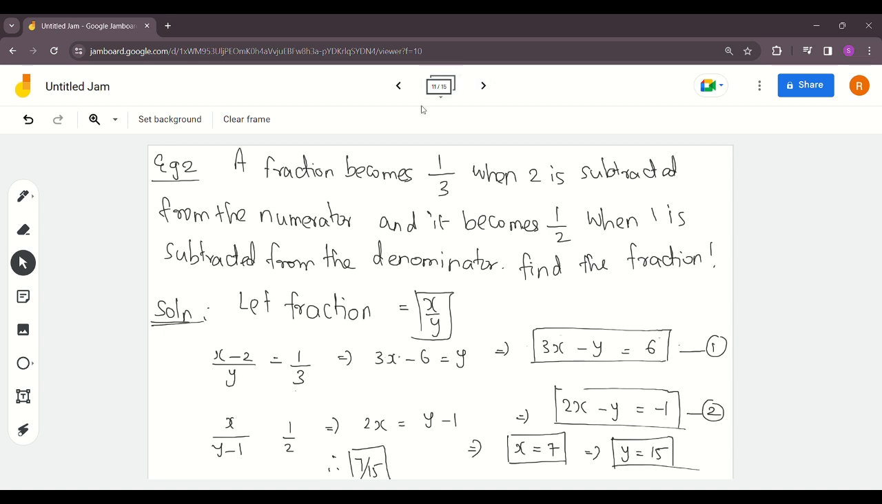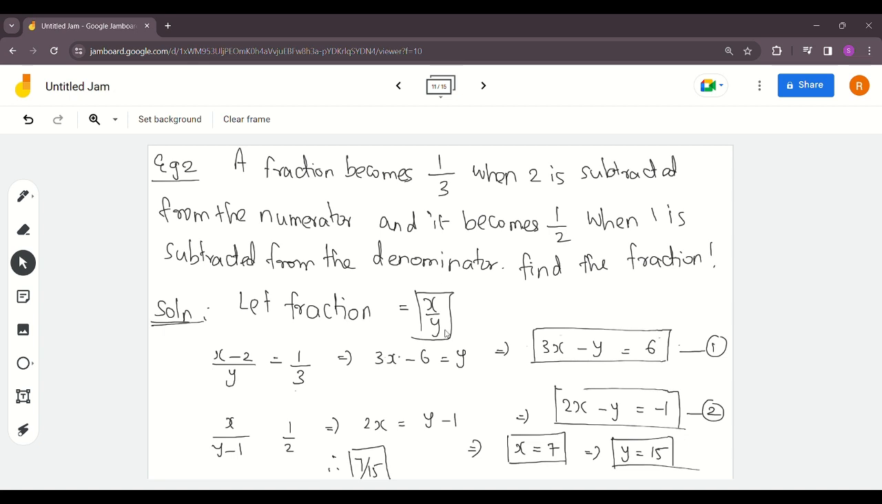A fraction becomes 1 by 3 when 2 is subtracted from the numerator. They have not given anything about the denominator here, so the denominator should be kept constant as it is. So when 2 is subtracted from the numerator, x minus 2 by y equal to 1 by 3. You cross multiply, you get 3x minus 6, that is equal to y. So you bring y to that side and bring minus 6 to that side, you get 3x minus y equal to 6. This is one equation.